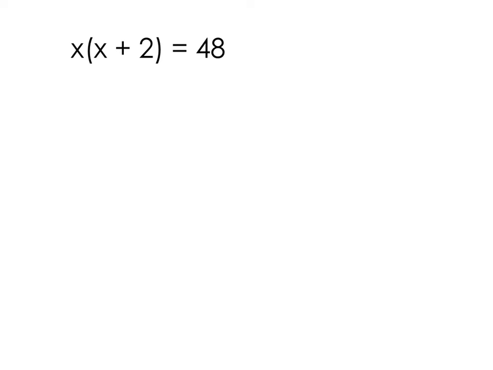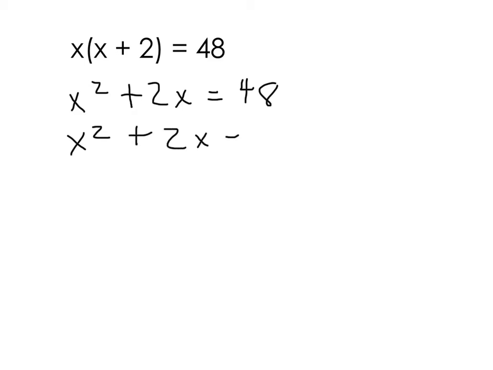This one looks like it's been factored, but the problem is it doesn't equal 0. So this factoring here does nothing for us. Let's multiply it out using the distributive property. That 48 is doing us no good whatsoever. So let's subtract 48 from both sides.